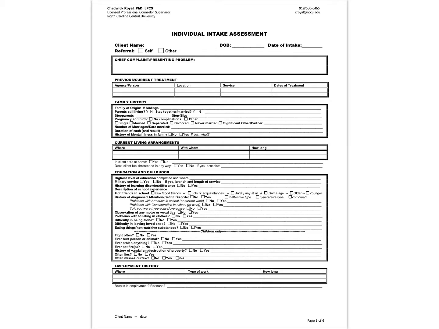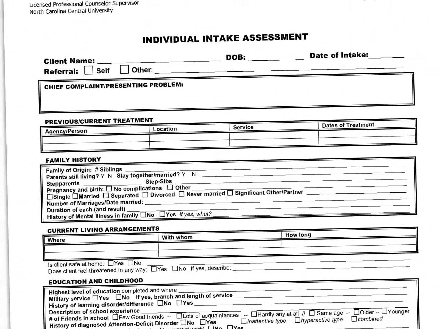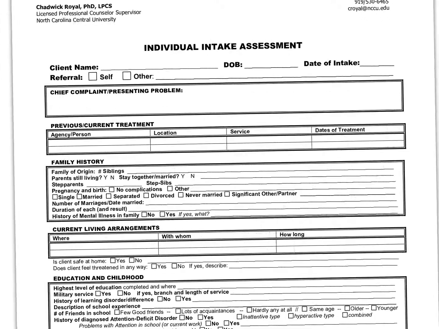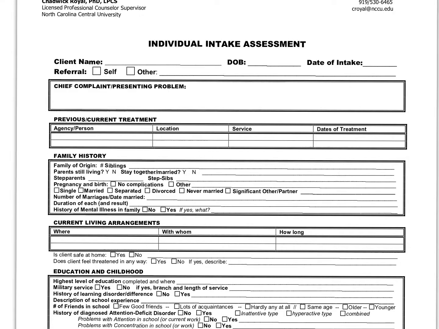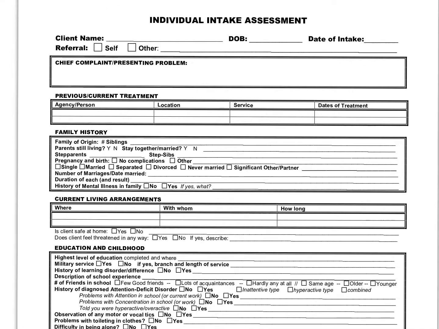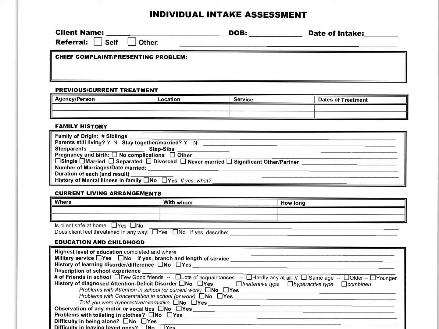So you'll see at the top the title, Individual Intake Assessment, and you can see, magnifying this a little bit, writing the client name, the date of birth, the date of the intake. At the point in which I'm seeing them for this, I generally know if they are self-referred or if someone has referred them to me, a physician or fellow colleague.